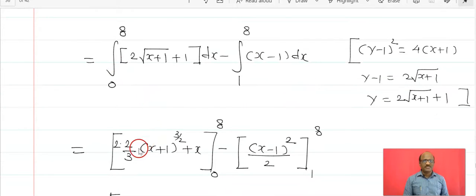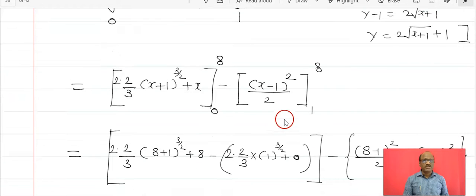And now integrate this. What is the integral of root of (x plus 1)? That is (x plus 1) raised to 3 by 2 upon 3 by 2, which becomes 2 by 3. Integral of 1 is x. Limits 0 to 8, minus (x minus 1) whole square upon 2, lower limit is 1, upper limit is 8. Substitute x equals 8. That is 2 into 2 by 3, that is 4 upon 3, (8 plus 1) raised to 3 by 2, plus 8 minus.